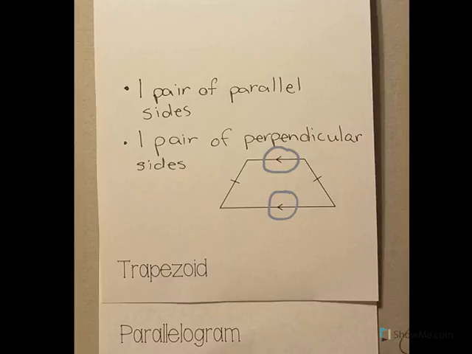I have one pair of perpendicular lines. Those are these two lines right here. If you remember, perpendicular means that they are going to cross. If I continued these lines up here, as you can see, they would cross right there. So those are perpendicular. A trapezoid has one pair of parallel sides and one pair of perpendicular sides.